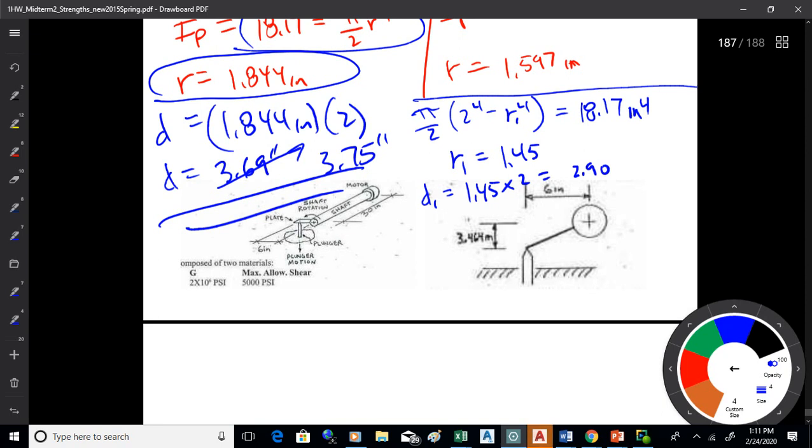But that's a hole that's being cut out of the center of the shaft. So which way do you round that? Up or down? Down, because you want a smaller hole. So that'd be 2.75 inches for the hole. So that's how that would work. Okay.